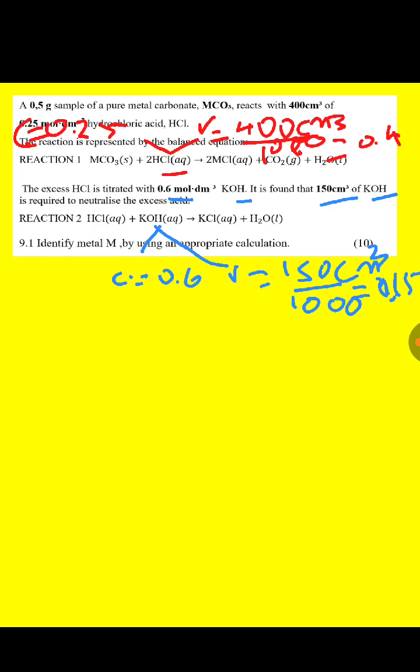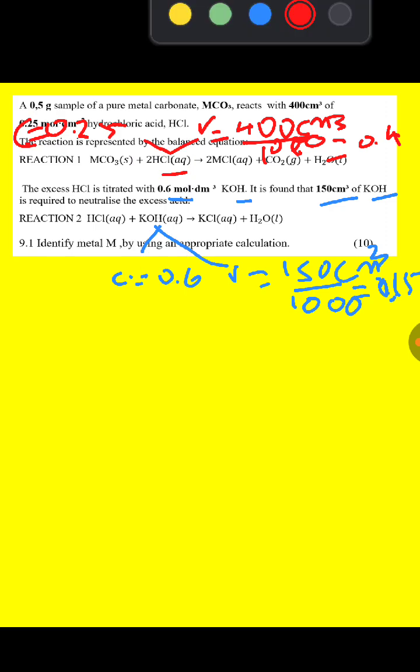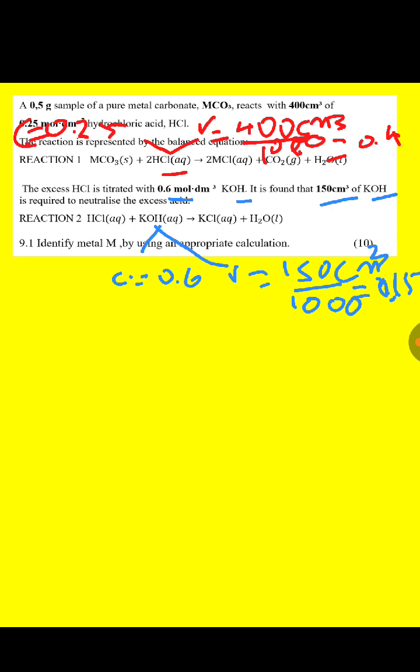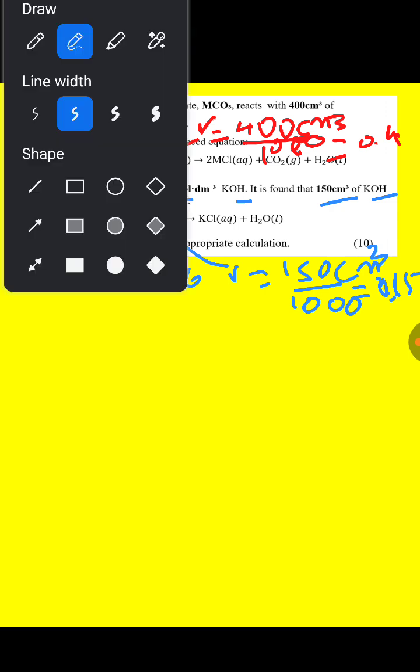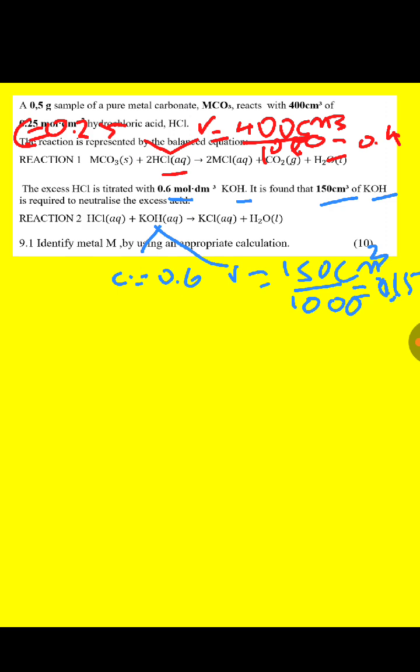Because in this case I am only given the concentration and volume, I will use a ratio to get the number of moles of HCl. That's how I will get the number of moles of HCl. Let me start with the calculation for reaction number 1.